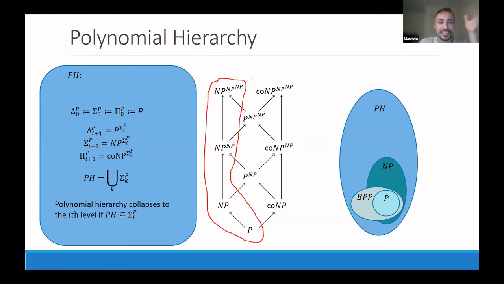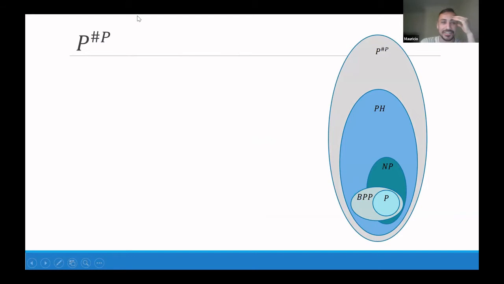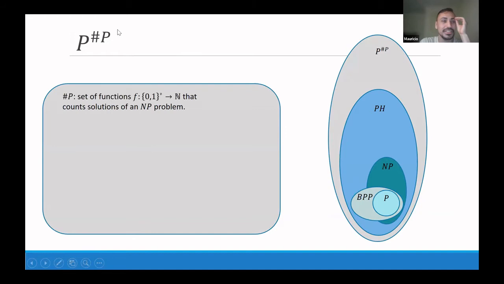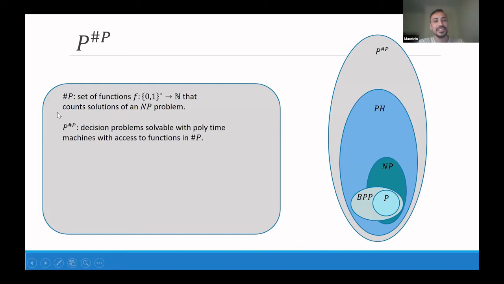And then there's a bigger class, or a bit bigger class, which is P to the sharp P. So what does that even mean? Sharp P problems are essentially problems whose solutions we can count. For example, the counting version of the traveling salesman problem is counting the different number of paths that the salesman could follow. And then what I'm writing as P to the sharp P is just machines that can run in polynomial time and that have access to subroutines that can count solutions of problems. This is the idea.